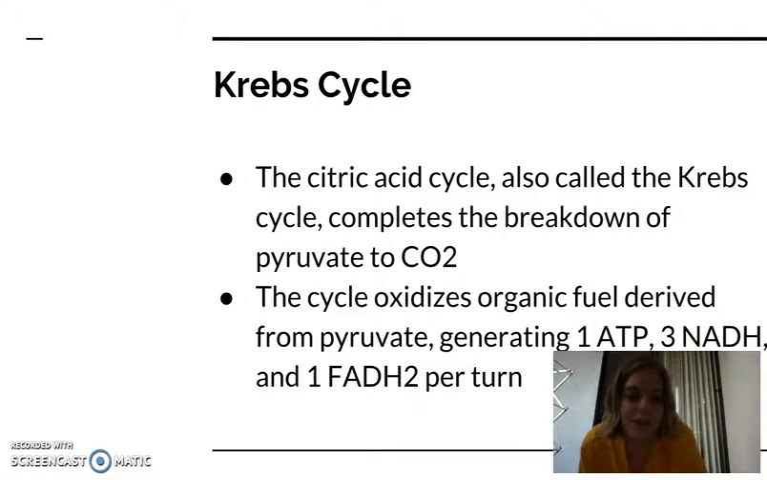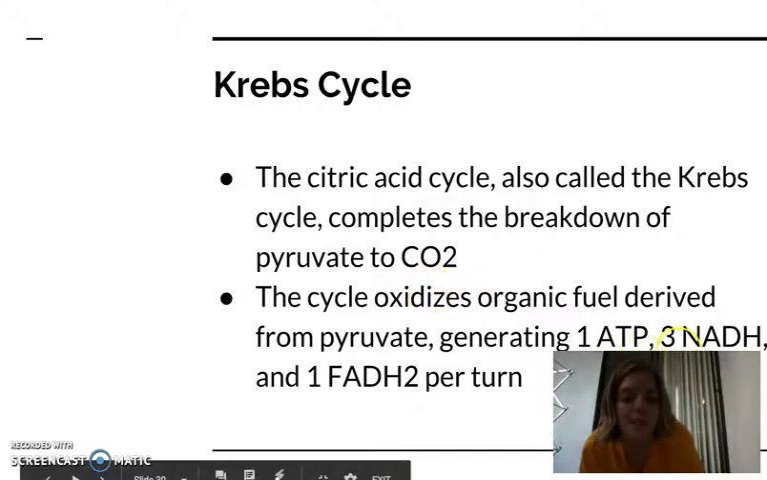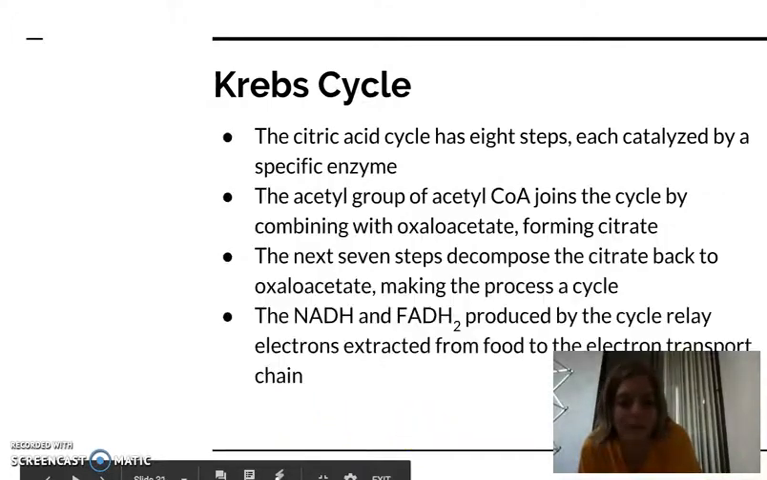The Krebs cycle, once again, completes the breakdown of pyruvate to carbon dioxide as well, CO2. So you're going to see that pyruvate, which has several carbons, ends up getting broken down even further and released as carbon dioxide. And then once again, using the pyruvate, it also breaks down this organic fuel through oxidation and generates 1 ATP, 3 NADH, and 1 FADH2 per turn of the cycle. And we'll talk a little bit more about that as well.